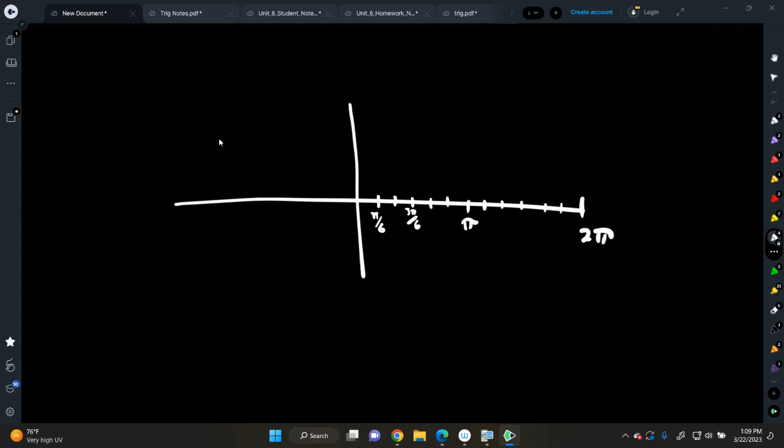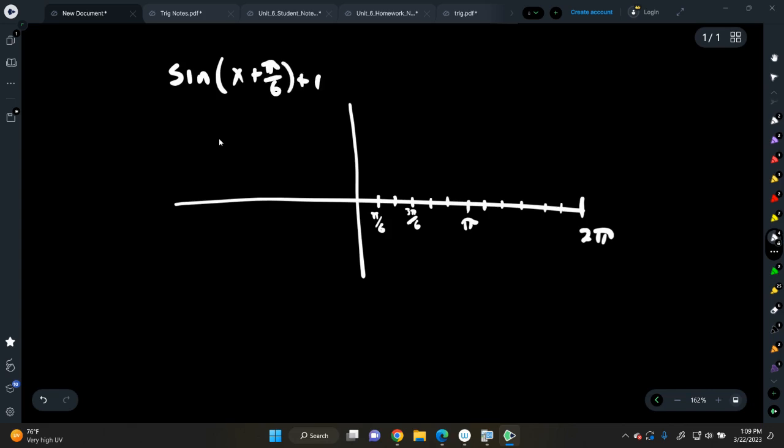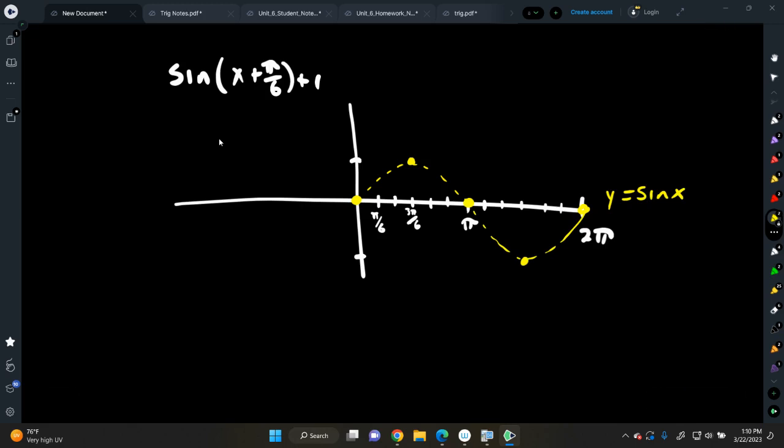Okay. All right. So let me see. I had sine of x plus pi over 6, plus 1. All right. So let me draw my curve in there. This is my basic curve before I do any shifting. There's my basic curve. That's my y equals sine x curve. Okay. I'm going to shift it pi over 6 to the left.